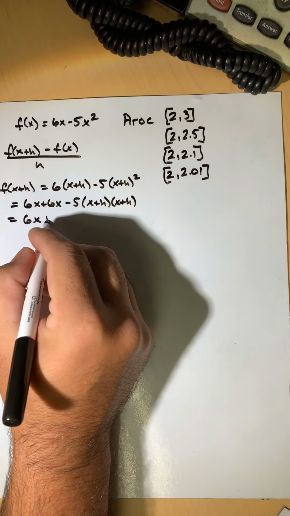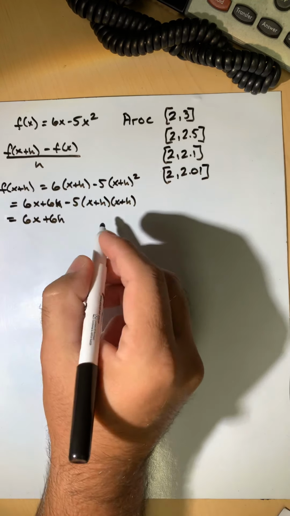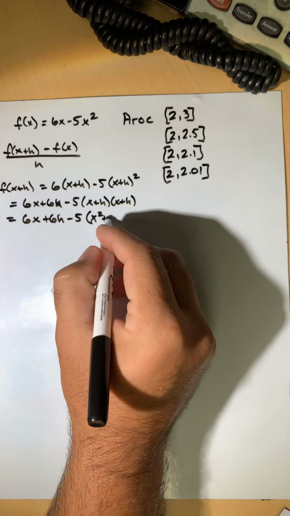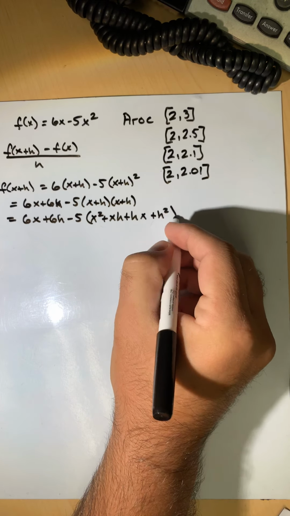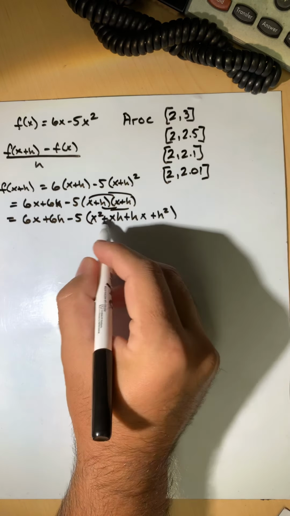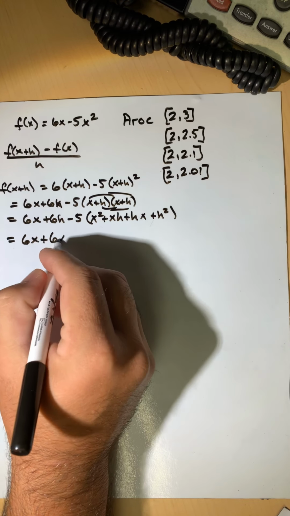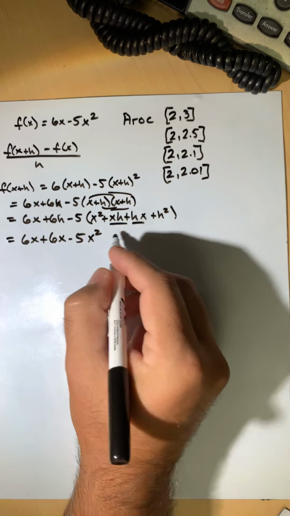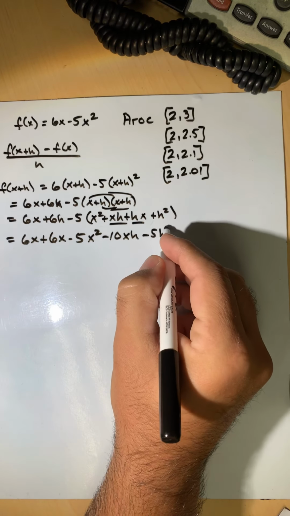So we've got 6x plus 6h. There's an h right there. And then minus 5 times, and then this is going to be x squared plus xh plus hx plus h squared, right? We just distribute the x through and then distribute the h through. We get this. So we're going to have to clean that up a little bit. So what do we have now? 6x plus 6h minus 5x squared, and that's 2xh times 5, so that's minus 10xh, and then minus 5h squared.